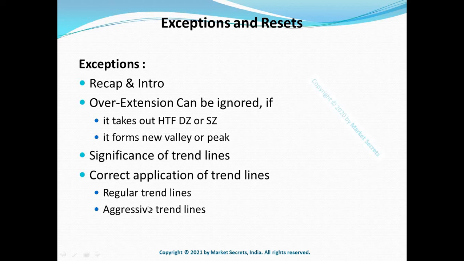We just have to take 3 CPs and then you have to draw a trend line. If there are more CPs, you have to take the last 3 CPs. And if there is one more, you have to adjust it with the last 3 CPs again. So you have to keep on extending and adjusting this aggressive trend line. That's how it should be used.